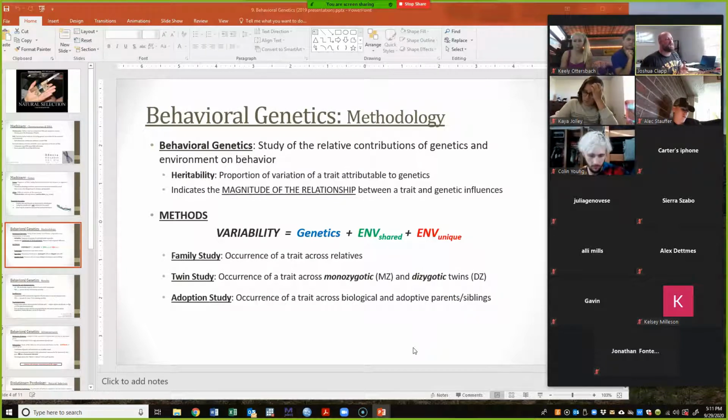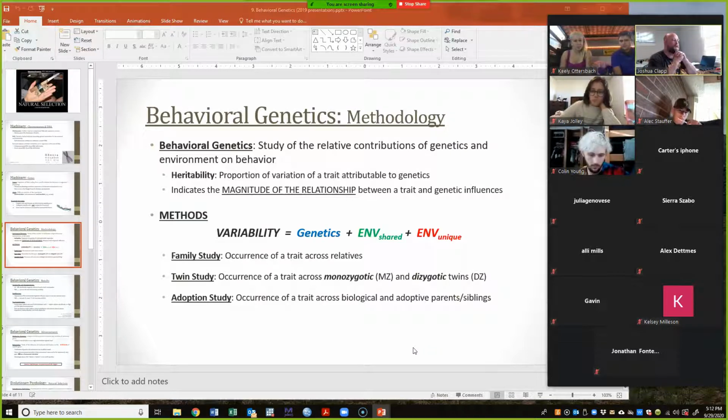We're just getting groups of people who are high on some trait and some people who are low on some trait, and then we want to see if we see higher levels of that trait in the families of individuals with it versus the families without. That's your basic family study, and we can start to get an idea of whether or not things run in families.